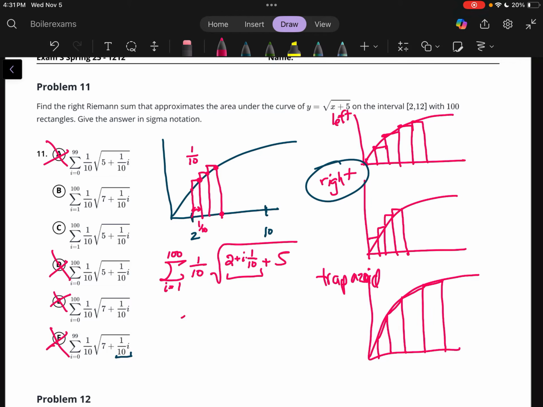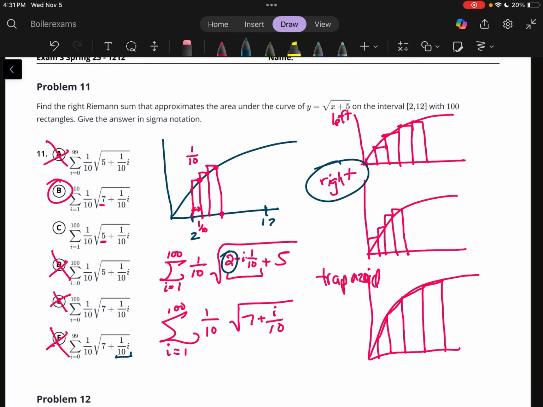Okay, so then if I simplify this, I get 1/10 times 7 plus I over 10. And that is equal to B. So the key difference between our remaining answer choices is that we have a 5 over here, and we have a 7 over here. 5 would be correct if we were doing the interval 0 to 10, but we're doing this interval 2 to 12. So we need to account for that, and we need to add this extra 2.